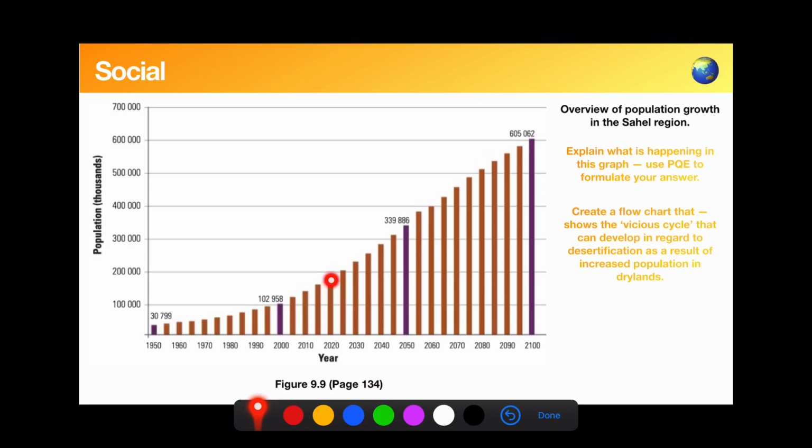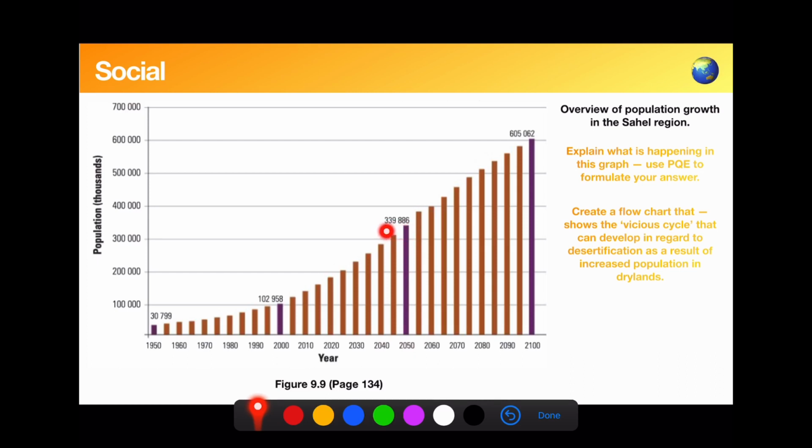Sorry, I should have pointed out, this is population in thousands. So this is 100,000, okay? Put an extra 3 zeros on there, that's 100 million. If we look at 2020, we're just under 200 million people in the Sahel region right now. And remember, by 2050, they're saying 300 million.